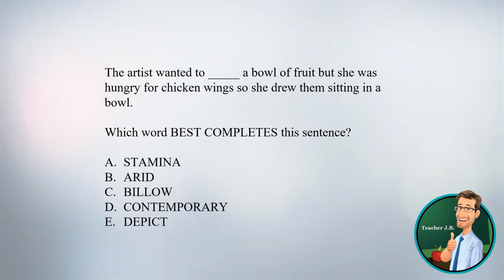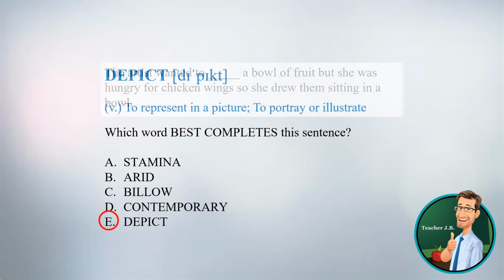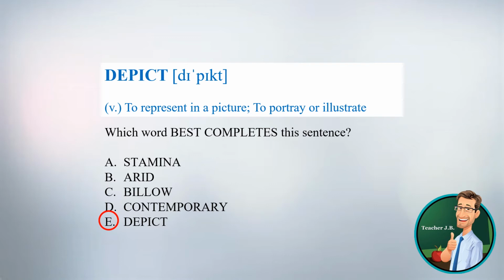The artist wanted to blank a bowl of fruit, but she was hungry for chicken wings, so she drew them sitting in a bowl. Okay, it's about drawing. Stamina, arid, below, contemporary, or depict. Yes, the answer is depict, and depict means to represent in a picture, to portray, or illustrate.